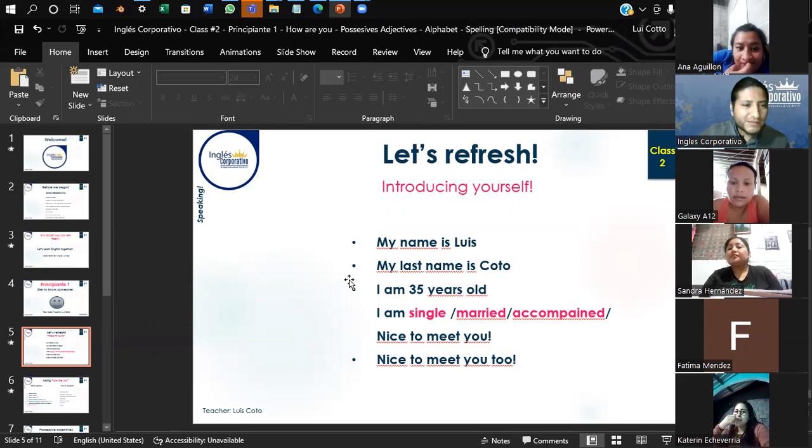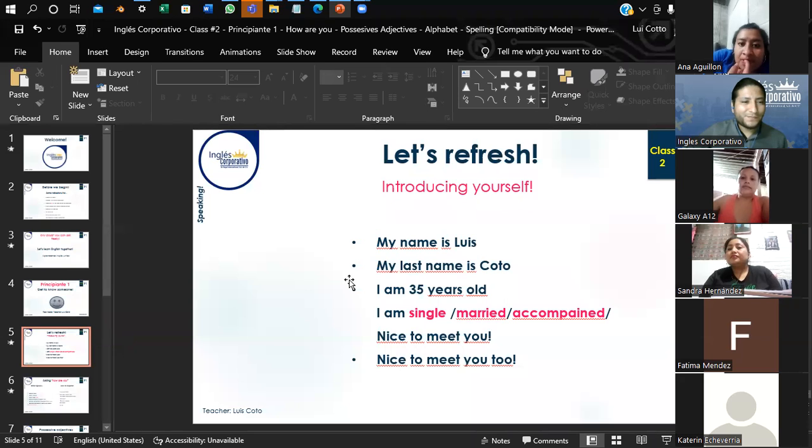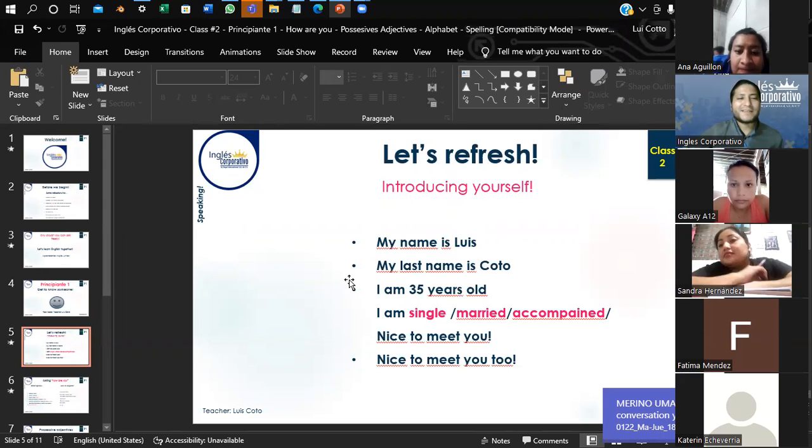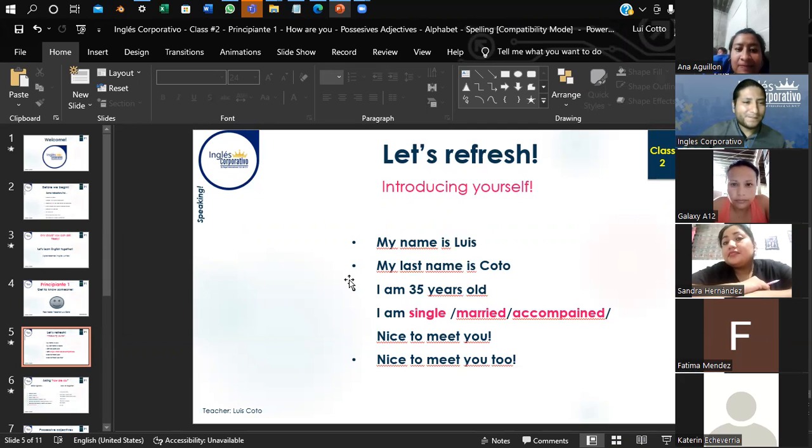Okay, someone I see Galaxy A12 tiene como nombre. Ahí le faltó ponerle su nombre. Can you introduce yourself, please? Que no salgo en el video. Okay, yeah, I see you. Your name, I don't see your name. Solo dice Galaxy A12. That is the cell phone. Okay, but no problem. Introduce yourself. Here you have the information, please.